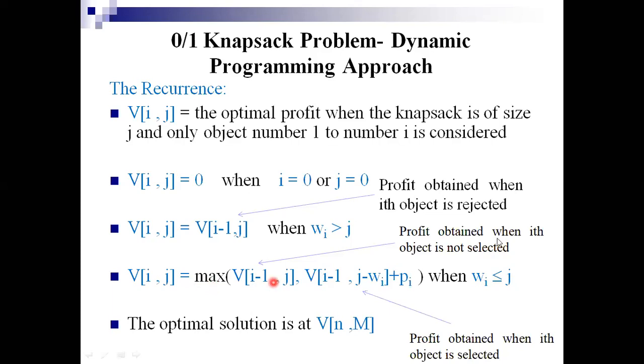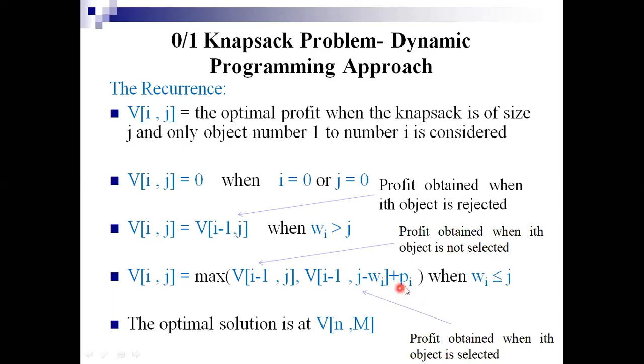Right? Profit obtained when the ith object is not selected. So what do you get as the profit when the ith object is not selected? V of i minus 1 comma j. So what do I get as the profit when the ith object is selected? So I will select the ith object. Since I'm selecting the ith object, first put P of i.